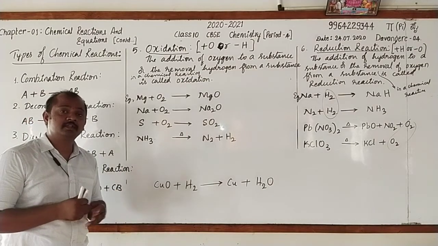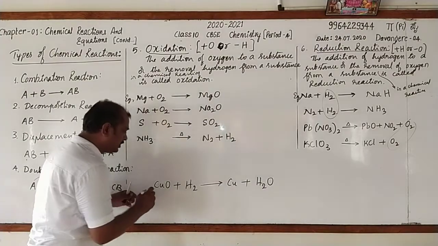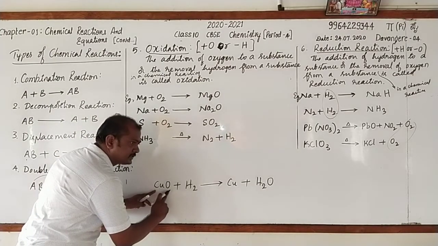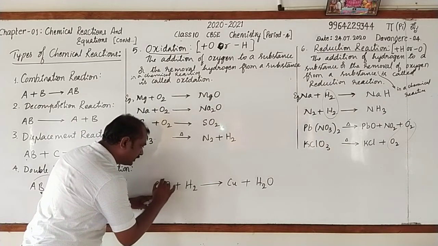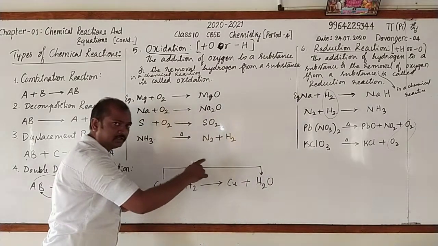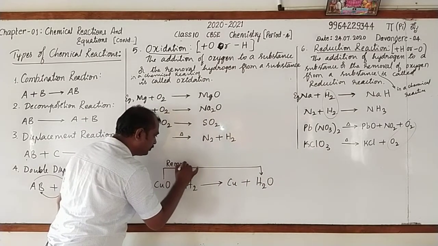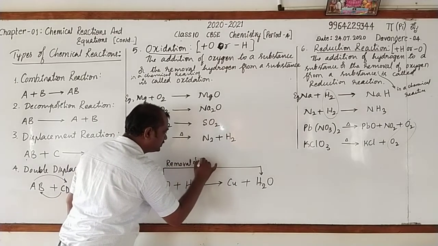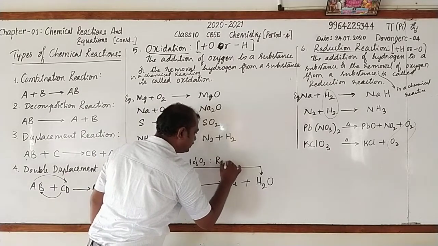But can we say that it is also oxidation? You just keep observing. Here copper oxide is there. From this copper oxide, oxygen is removed. Right? That has been written here. So what do you call this removal of oxygen? Removal of oxygen is called reduction.